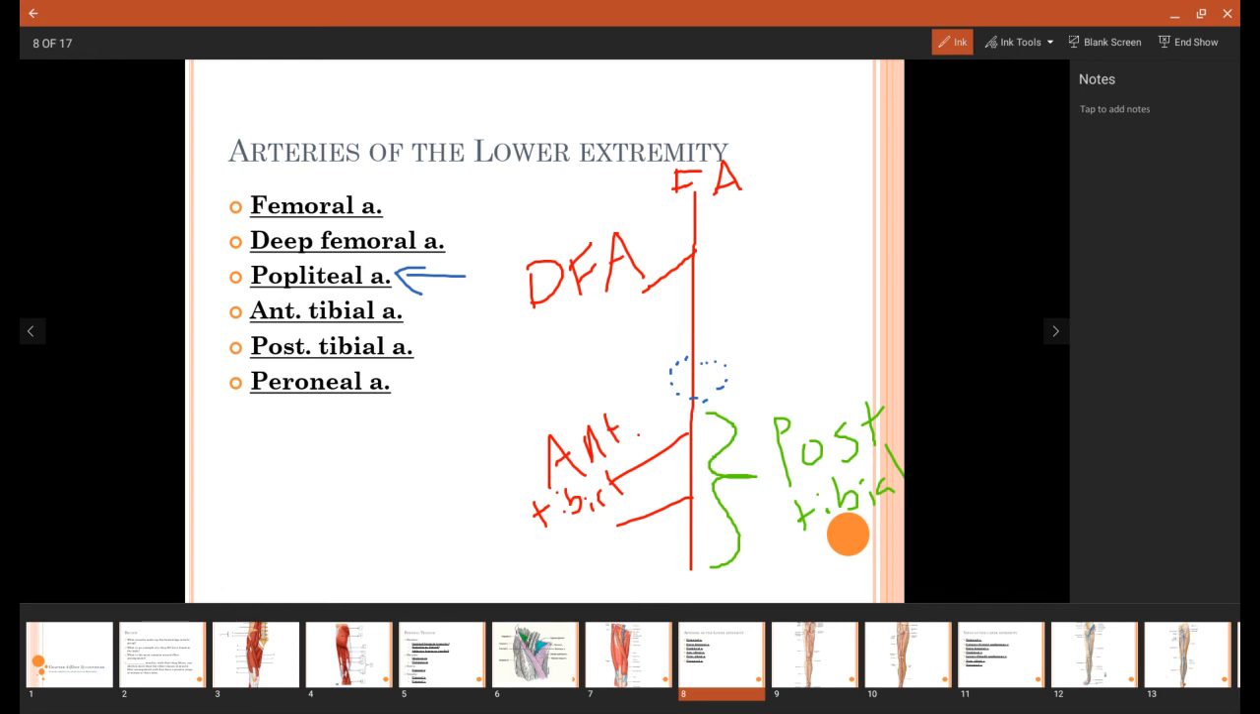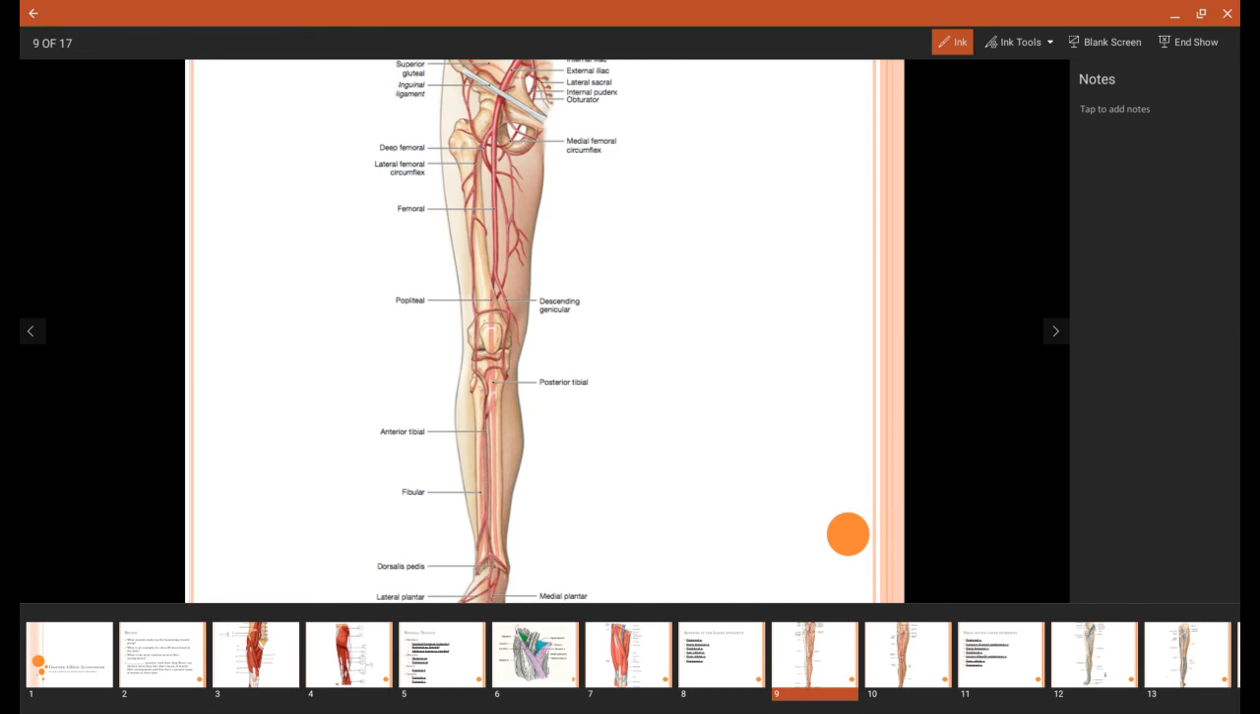And then the last branch is the peroneal, which is going to be this one right here, and it's just going to go out laterally. Now, as we take a look at pictures here, starting from the inguinal ligament, this is where the femoral artery is going to come out, and we will worry about what it was before the inguinal ligament later on in Unit 3. But we're just going to start at the inguinal ligament.